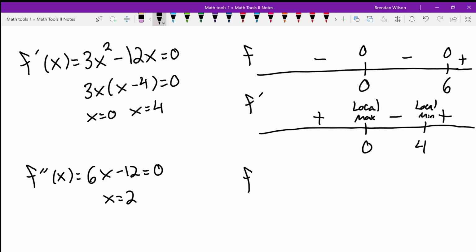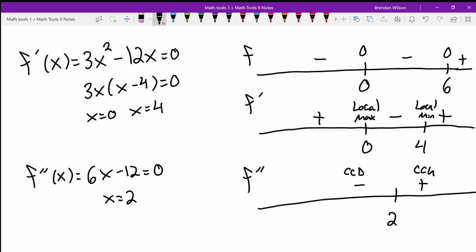So we'll go ahead and overlay this again. And I'm kind of trying to line up the x values here, as you can see, right? So if we put in 0, this will be negative. And if we put in, say, 3, this will be positive, right? So there is an inflection point at 2, and it's concave down here, concave up here, right? And then also we know that the function's increasing here, decreasing here, increasing here.